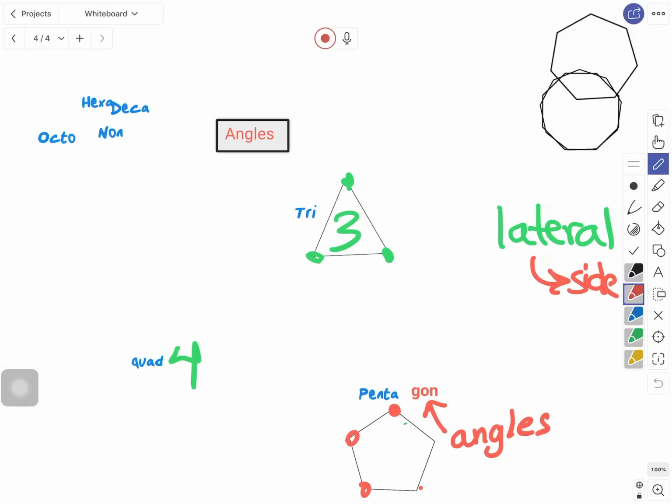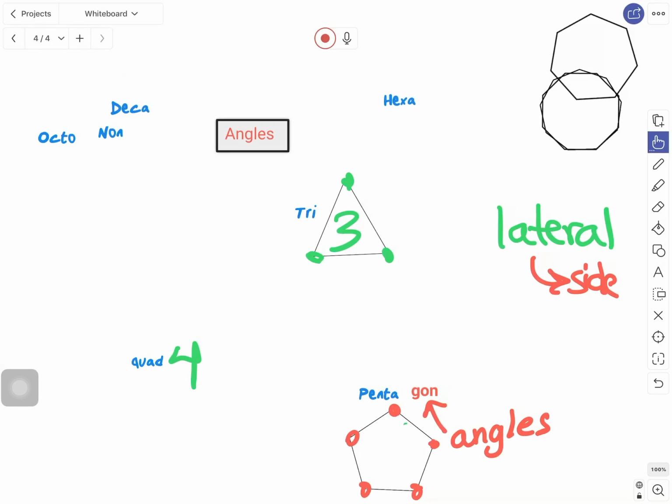1, 2, 3, 4, 5. Anything with penta means 5. And since gon means angles, a pentagon has 5 angles. So what other words can you think about that have penta? They all have to do with 5. And now you know that because you know the root penta.